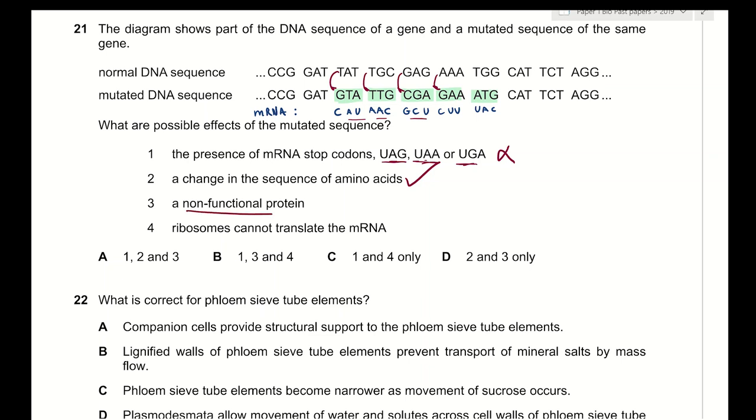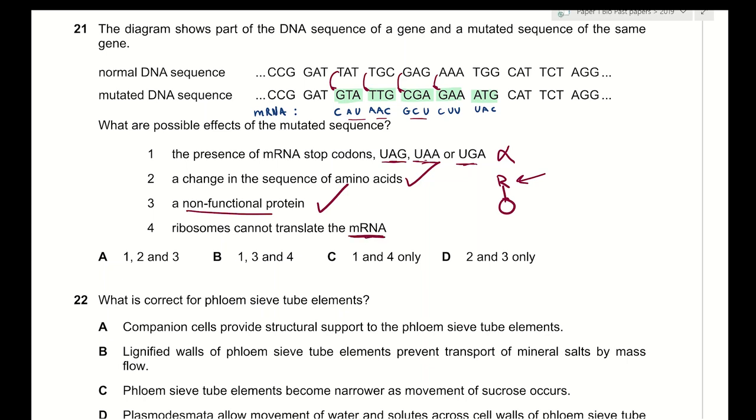Why, you would ask? Because each amino acid has its unique R group. This means that the bond interaction with each amino acid is going to be different. Therefore, if the bonds are different, this could result in a non-functional protein, because what determines the properties of proteins are their bonds attached. Therefore, this is also correct. Now for 4, ribosomes cannot translate the mRNA. Now, the ribosomes actually can translate the mRNA.